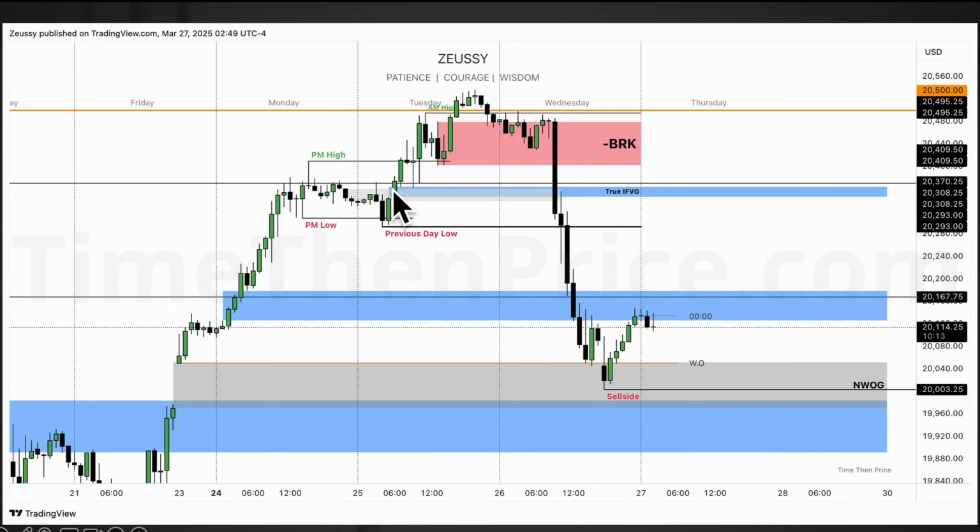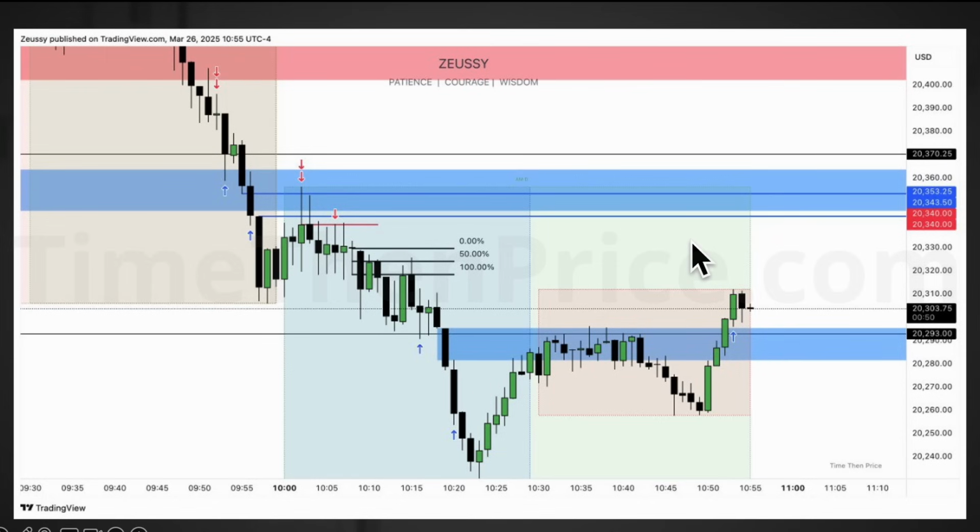New shorting opportunities presented themselves from this imbalance, from this inversion of the value gap to the previous day low. Let's take a look at the lower time frames. First of all, we're going to be paying attention to the morning session.